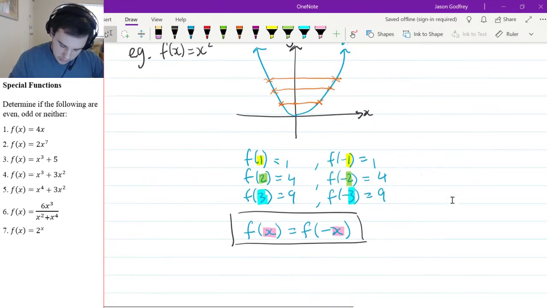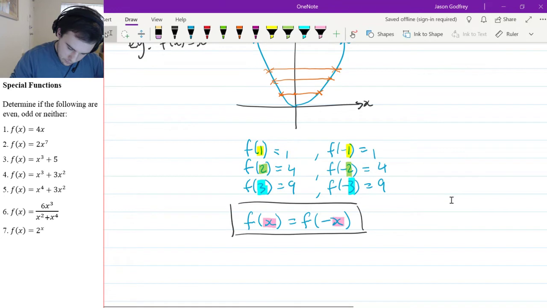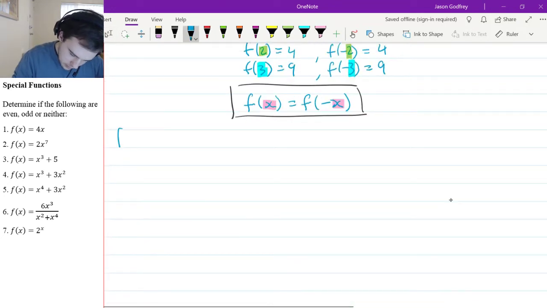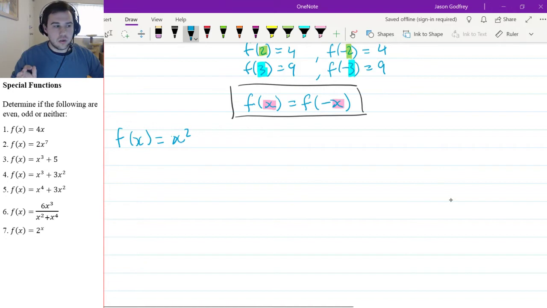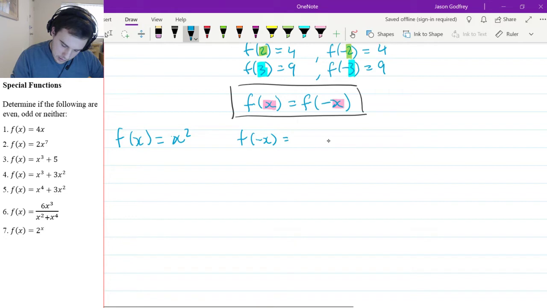So, how can we show this algebraically? Well, here's our function, f of x equals x squared. What we can do is try inputting negative x into our function. If we put negative x into our function and we arrive back at our original function, then we can conclude it must be even. So if we put negative x into our function, that means everywhere we see x, so it's got x squared, everywhere we see x we're going to replace it with negative x. So negative x squared: a negative squared is a positive, and so it's x squared.